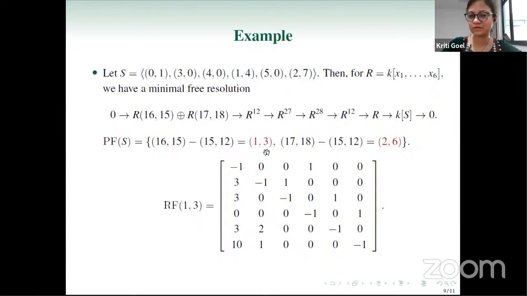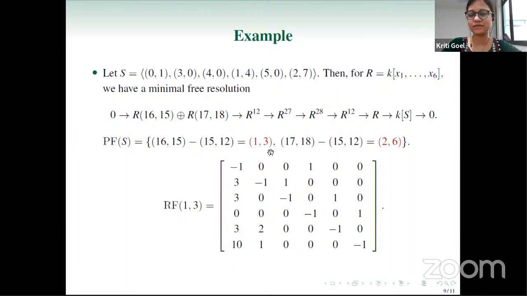We look at the difference. The first one says (1, 3). And then when we repeat the same process with (17, 18), we get the other tuple (2, 6). And one can check that these 2 elements are indeed pseudo-Frobenius numbers. And these are the only pseudo-Frobenius numbers which can be associated to our affine semigroup S.